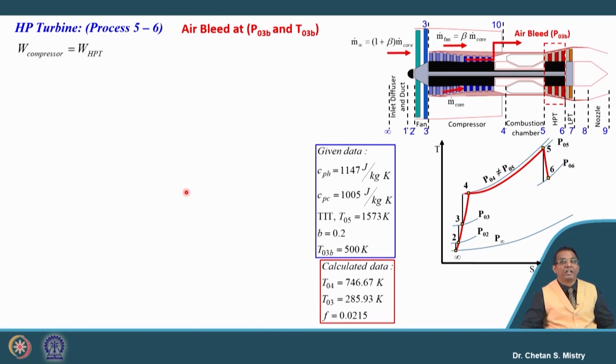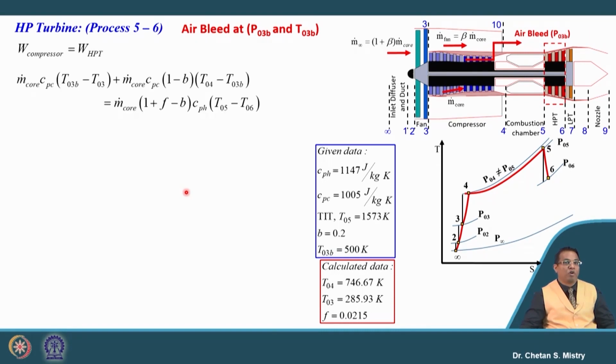Since we have air being bled at some pressure and temperature, we can write down our work balance. The HP turbine is used to rotate our compressor. So, for all compressor stages, the equation we can write down is like this. Be careful here, this is given by m Cp (T03B minus T03). The reason is that after this point we are extracting the bleed air, which is why it is a difference. The remaining air will go from T04 minus T03B.